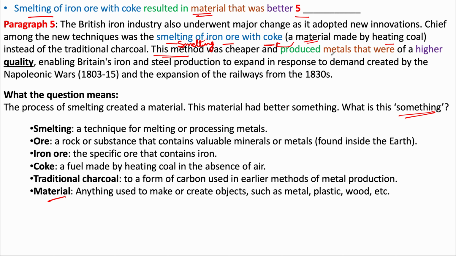Later, the word metals is mentioned. Metals are also a kind of material. So, as a result of this method, that is the method of smelting, what was produced? Metals or material was produced which had better quality or higher quality. The answer to this question, therefore, is quality.